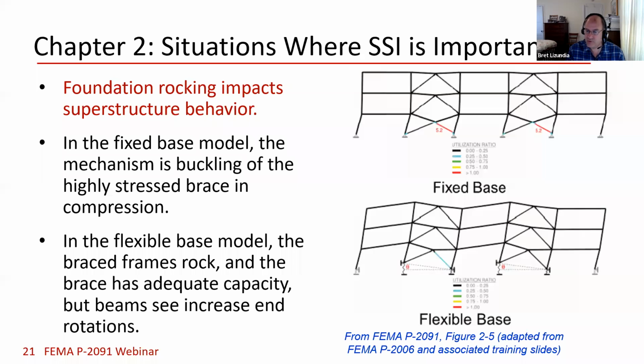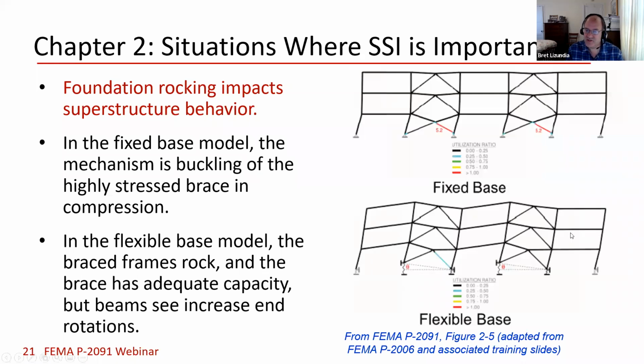There are a number of examples, but this one in particular is kind of easy to see. On the top model, this is a classic fix it for vertical and horizontal, let it rotate at the bottom. So these are pins underneath the columns. And if we push this thing sideways and we push it and we push it, eventually something buckles. So this bottom brace, the one in red, is getting hammered, and it's the first thing to go. And that's not a good way to fail.